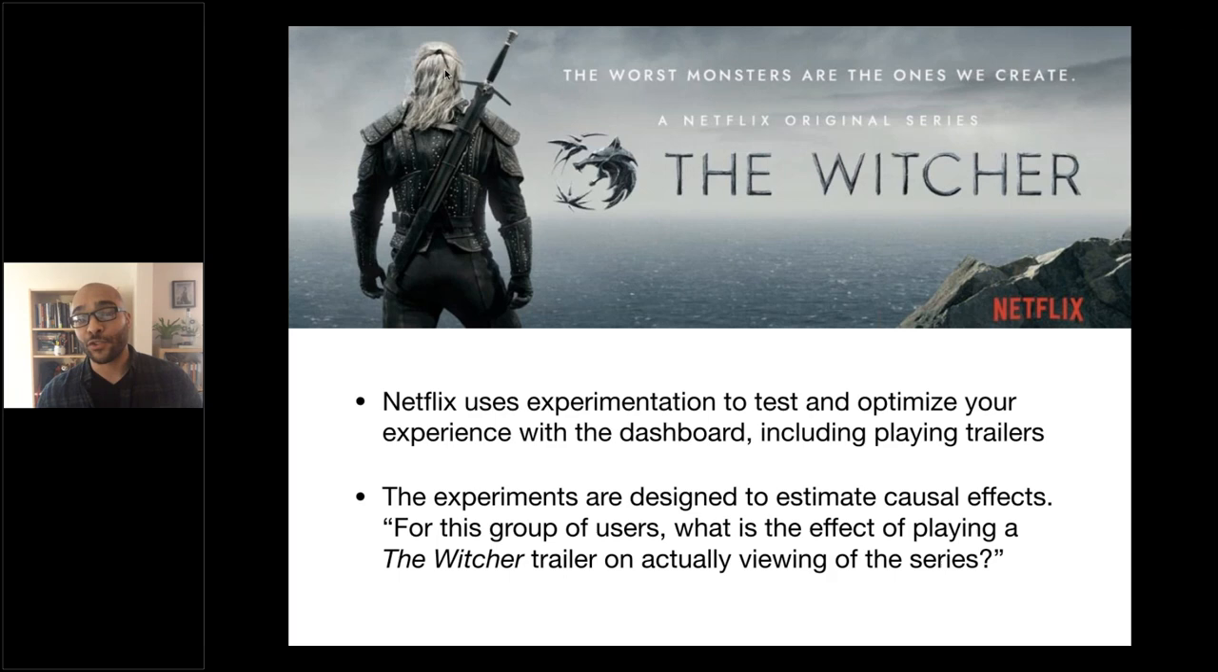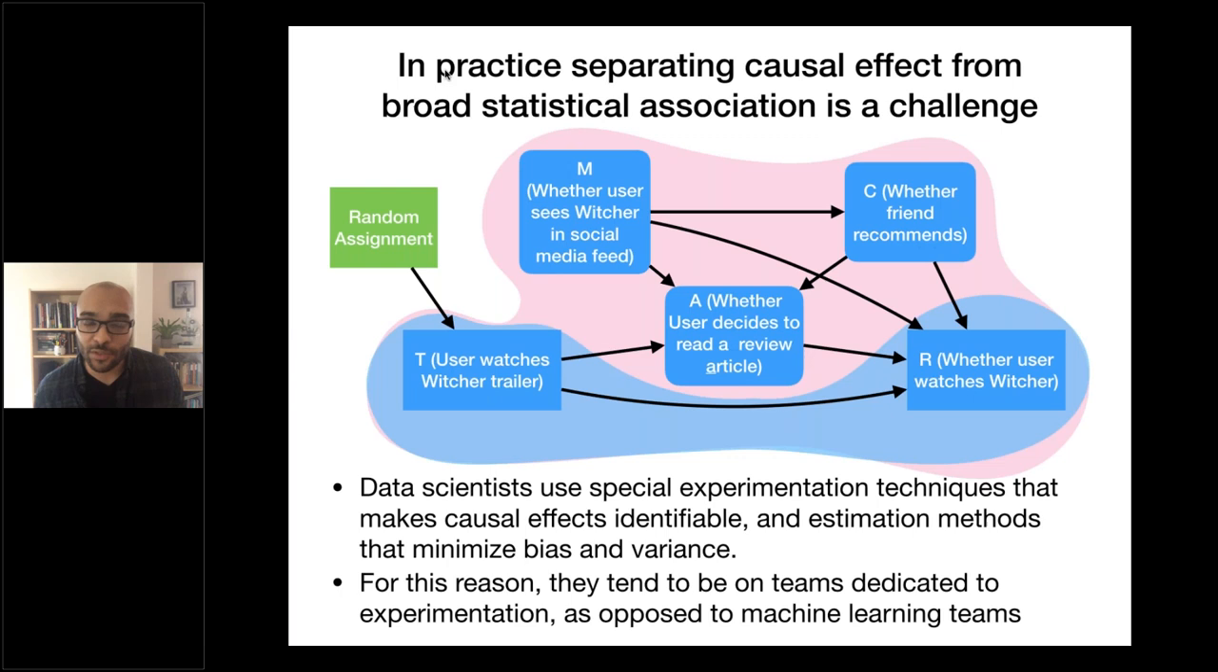And you might think, well, this is easy, just use an A-B test, right? So let's do that. We take a group of people and randomly assign them to trailer watchers and some kind of control trailer. But the issue here, and this is just one of the issues they have to deal with, is that this can't account for events that happen after that randomization, events that are typically out of control and that are not observed by Netflix.